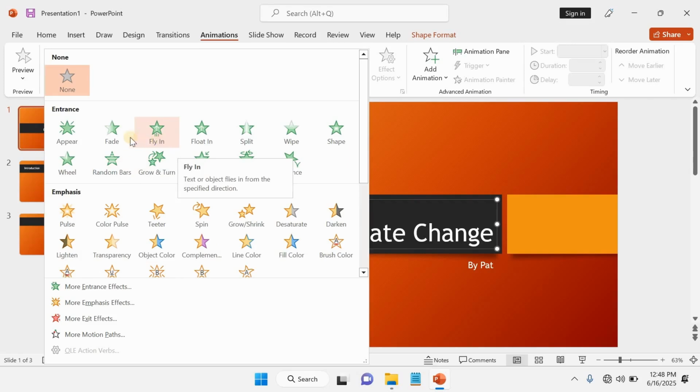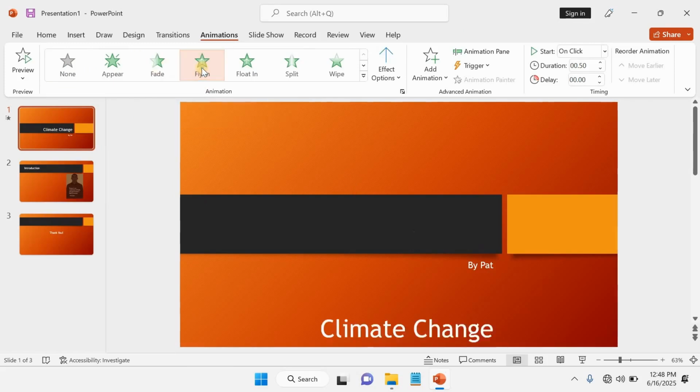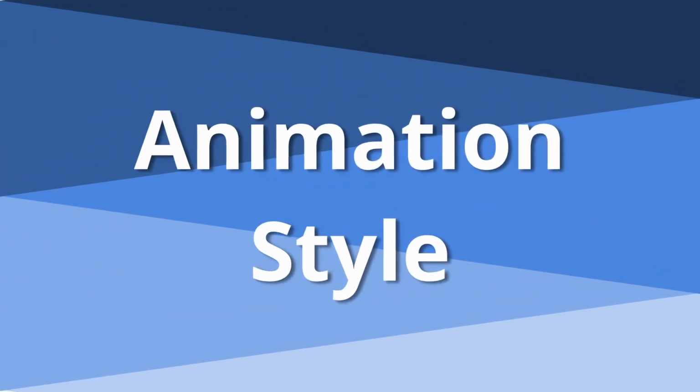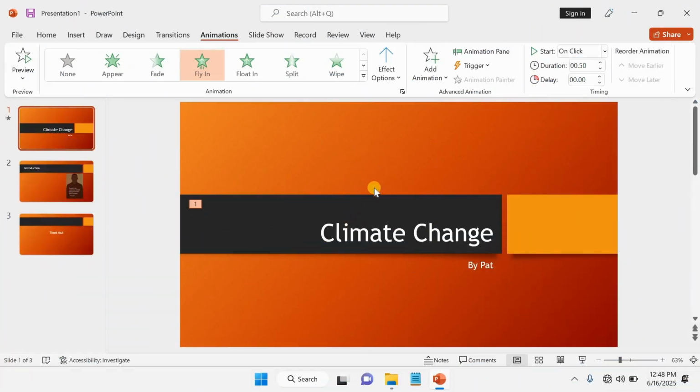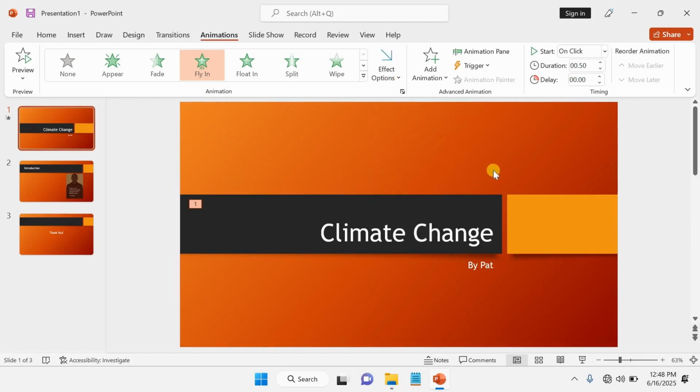Assuming I am choosing fade, what will happen is that it will just fade in. Okay? I may decide to use fly in. It will fly in. This time, it flew in from the bottom. Then the next thing we are going to learn is animation style and direction. For this particular object, I may decide to change the direction. Like I don't want it to fly in from the bottom. I will come to this effect option and choose another direction. Assuming I want it to come from top left, if I choose that now, it will come like this.